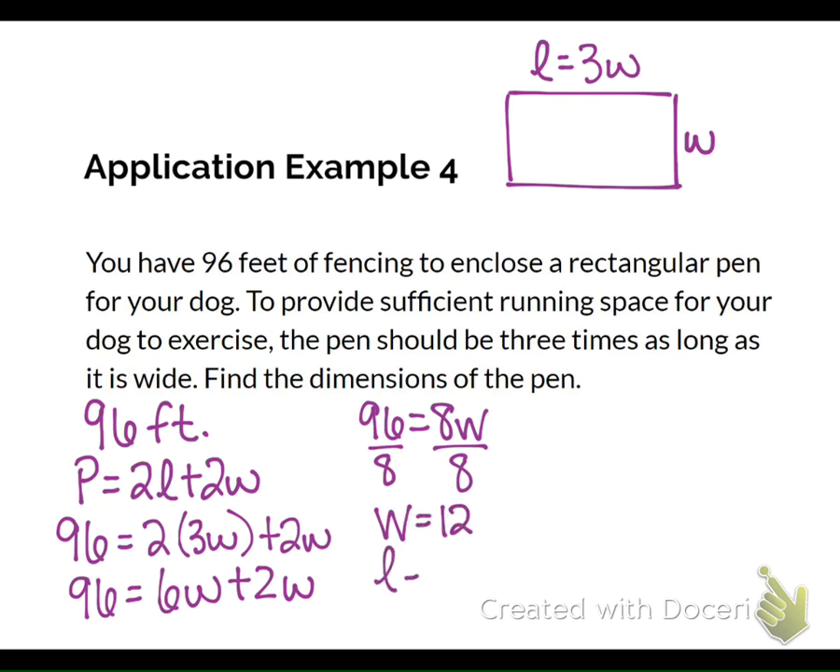What about my length? Well, we set it up here. The length is 3 times the width. And 3 times 12 gives me 36. So my dimensions would be 12 feet by 36 feet.